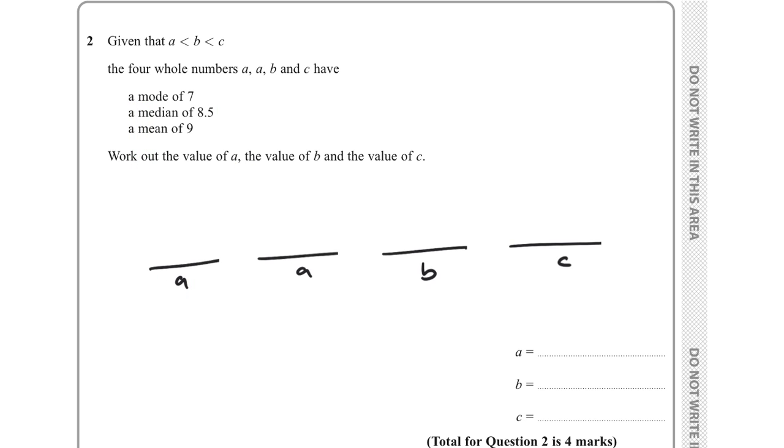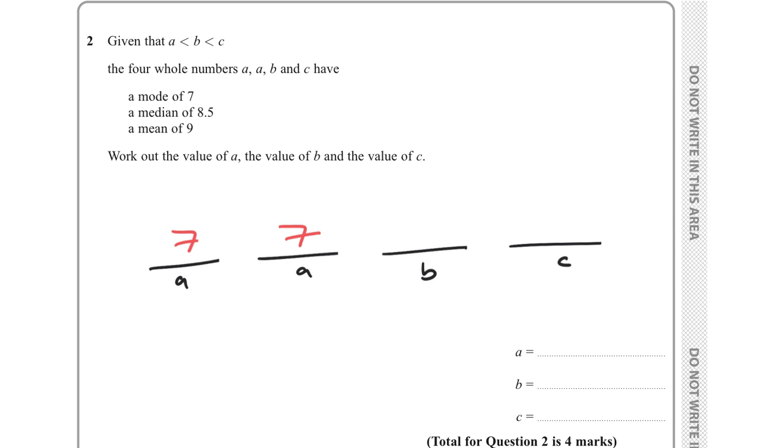So, it then says, a mode of 7. What does that tell me if there's a mode of 7? There's at least 2 sevens, okay? Which letter has been repeated twice? A. So that gives me the conclusion already that A must be 7 and 7.